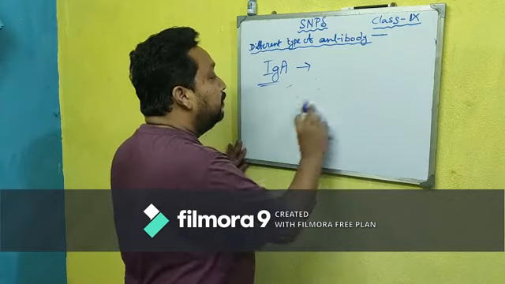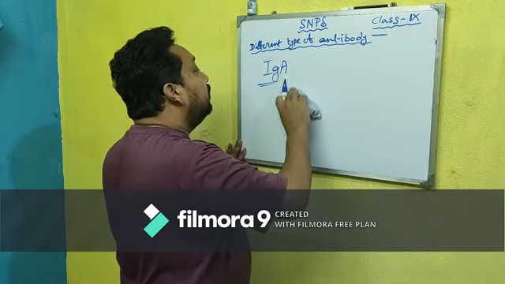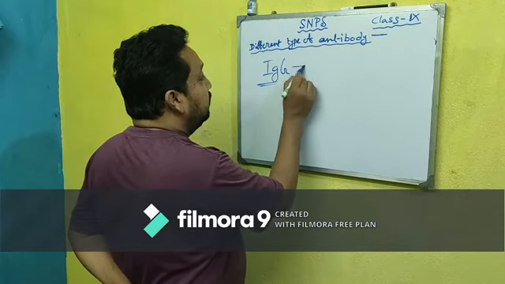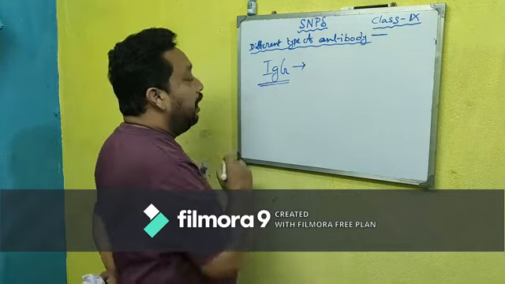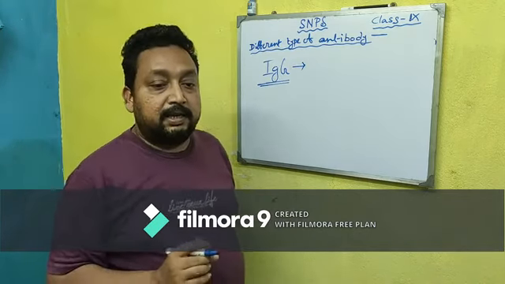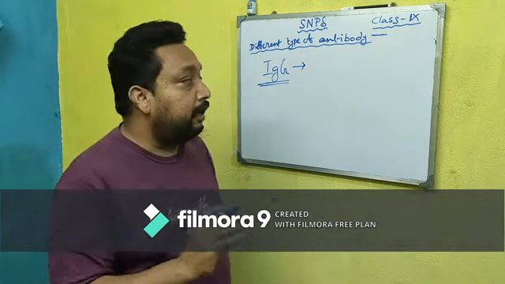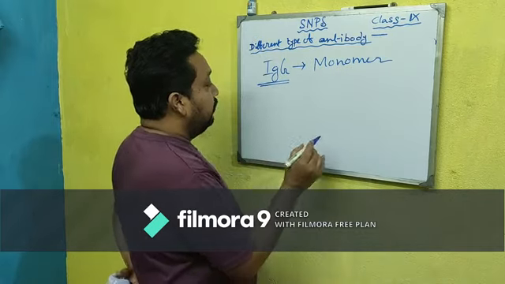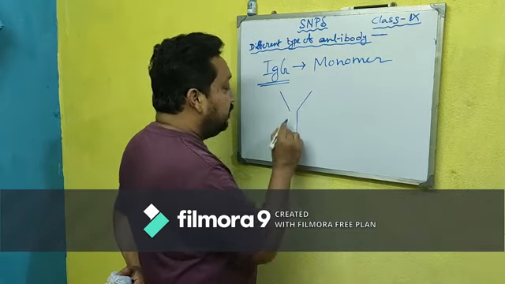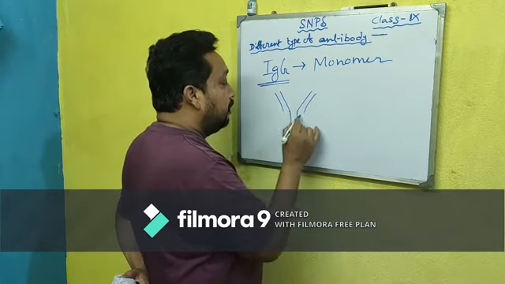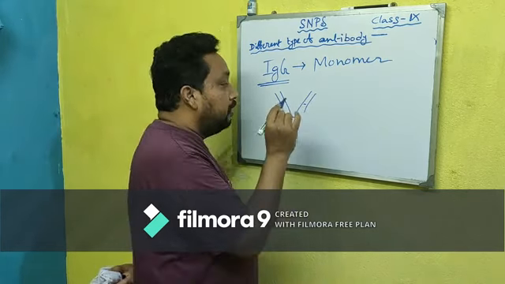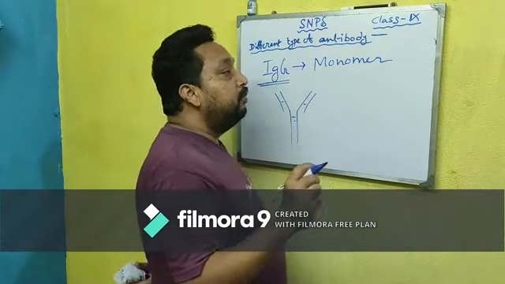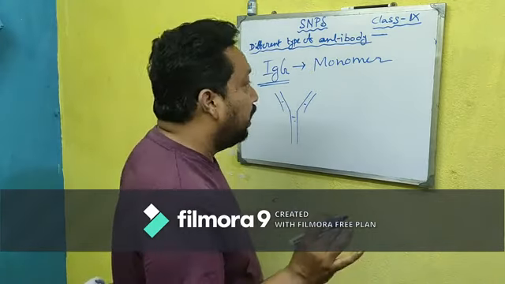Next, that is IgG. IgG is a monomer. It has the basic structure. Monomer means it has a single basic structure, and it is the main immunoglobulin found in human blood.